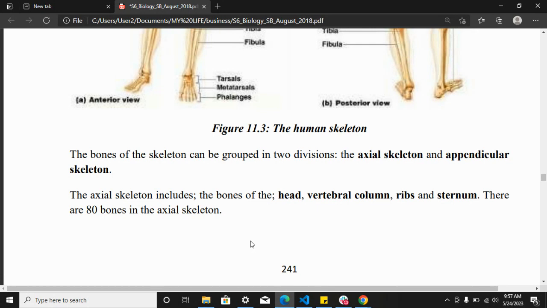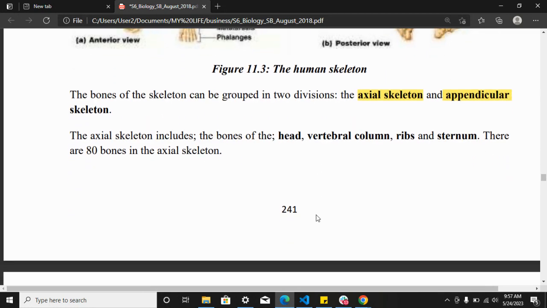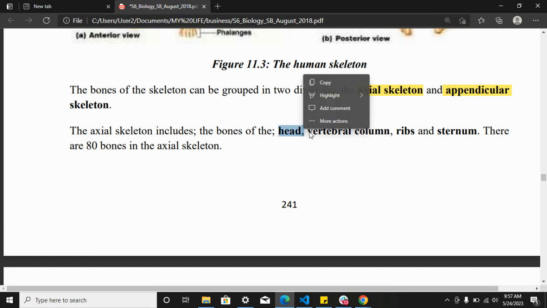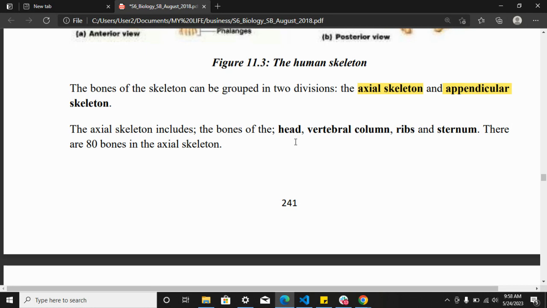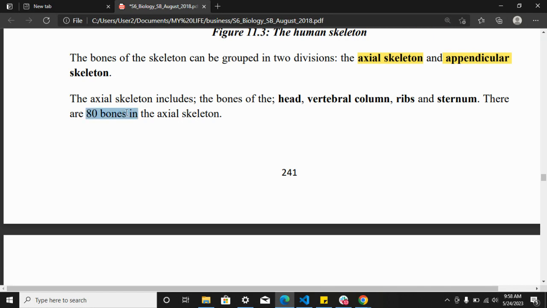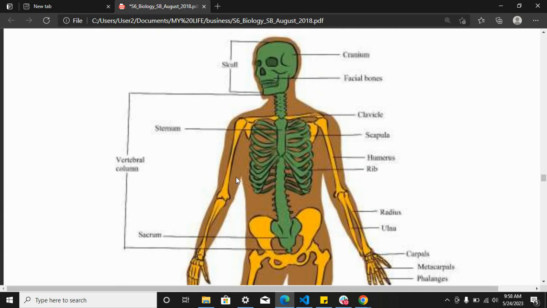So rero what are the main groups cyangwa se skeleton ifitemo ifite groups zingahe? Actually we have two groups, sibyo, za skeleton cyangwa se parts of the main parts of the skeleton. The axial skeleton, that's the first. Hanyuma tukagira na appendicular skeleton, sibyo, axial skeleton ndetse na appendicular skeleton. So the axial skeleton ikozwe n'umutwe, the vertebrae cyangwa se backbone, igakorwa na ribs ndetse na sternum, sibyo, the sternum, ribs, vertebral column and the head. Rero igizwe n'amagufwa 80 cyangwa se 80 bones nizo tusanga muri axial skeleton. So the axial skeleton, I think you can see it hano.